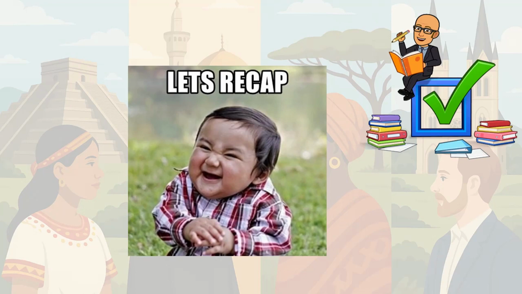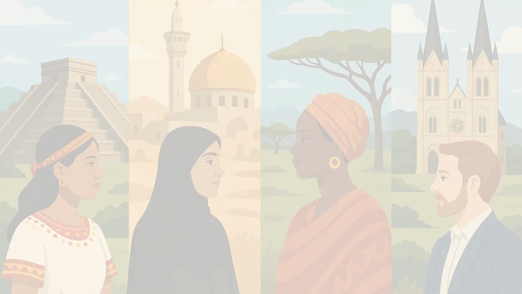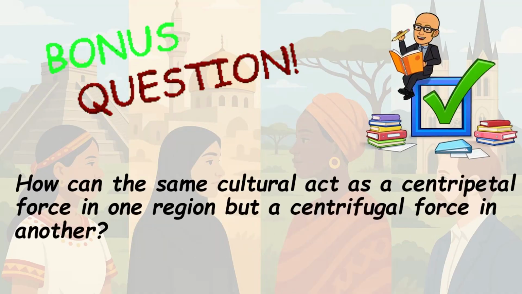Now it's your turn to flex those APHG muscles with a final challenge. Let's hit the bonus question. Let's see if you were really paying attention. How can the same cultural trait, like religion or language, act as a centripetal force in one region, but a centrifugal force in another? Use examples from the lesson to support your answer, and don't just wing it. Bring the receipts.